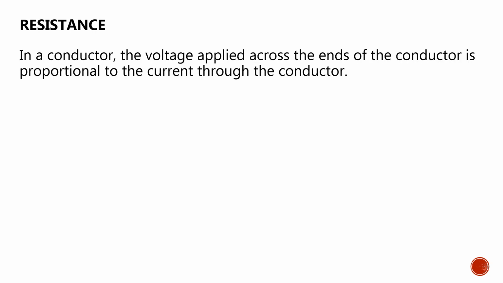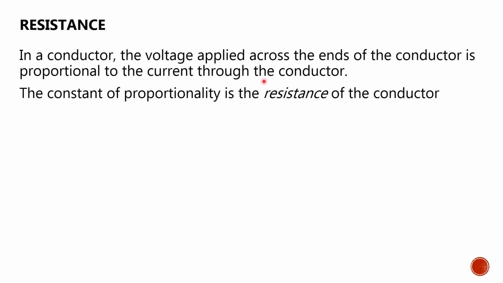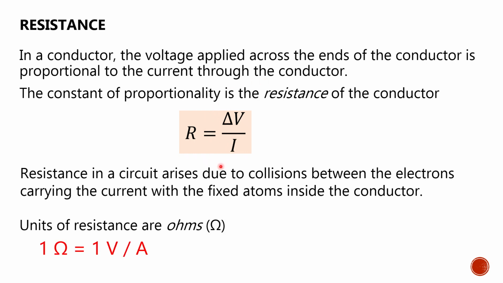So in a conductor, the voltage applied across the ends of the conductor is proportional to the current in the conductor. So the constant of proportionality is called the resistance. Mathematically, it's the ratio of potential difference to electric current. The unit of resistance is ohms, which is equivalent to volt per ampere.